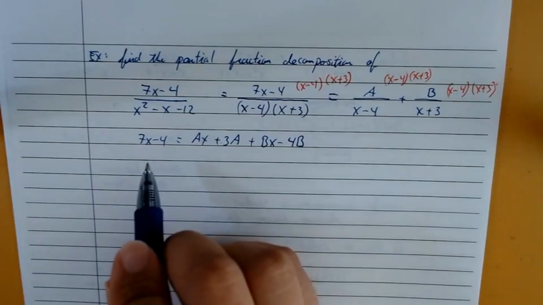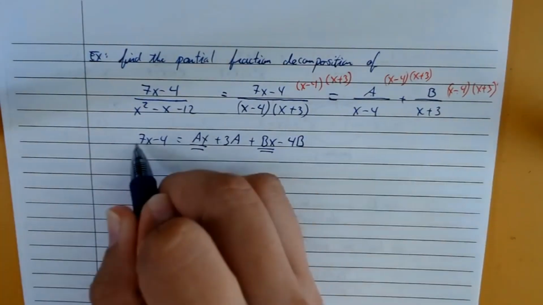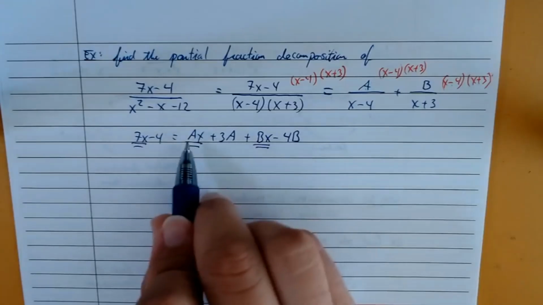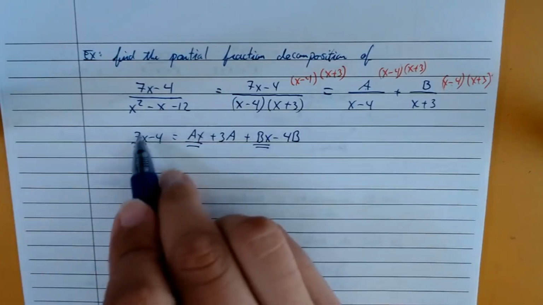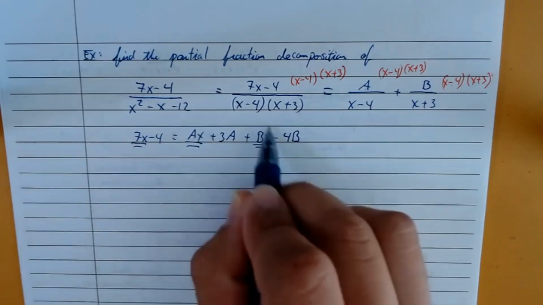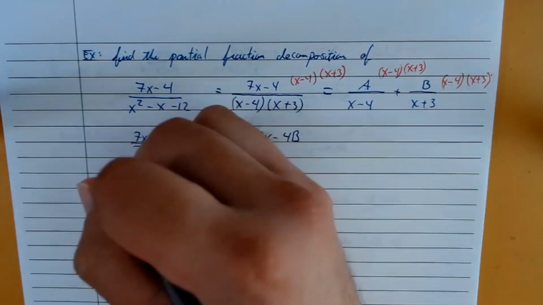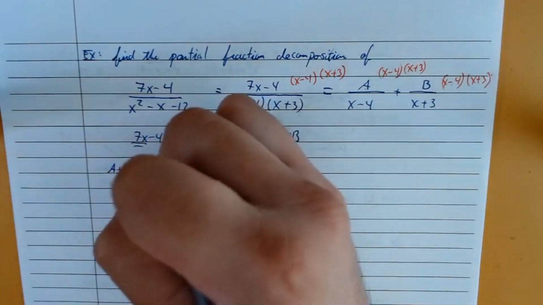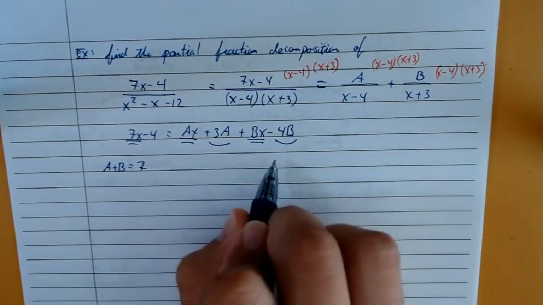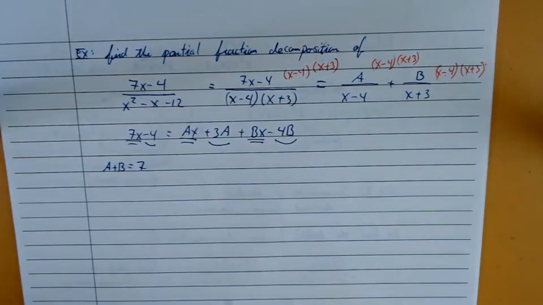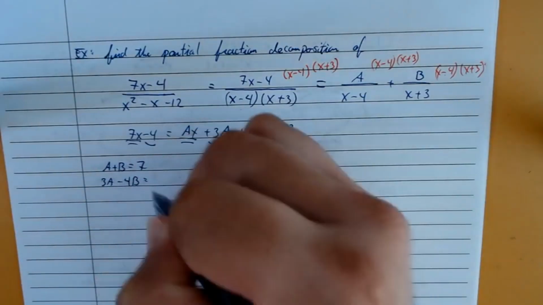But now I note that I can establish a system of equations because ax plus bx must equal 7x. Whatever those two numbers are, it could be 5x plus 2x will give me 7x. Or maybe 1x plus 6x would give me 7x. Or maybe 10x and negative 3x would give me 7x. Whatever those two numbers are, together they have to give me 7. Okay, so a + b must equal 7. And likewise, the constants, notice those don't have any x's, they're just numbers. Those have to add up to give me negative 4. So 3a - 4b is equal to -4.